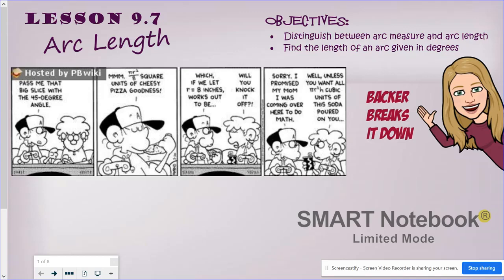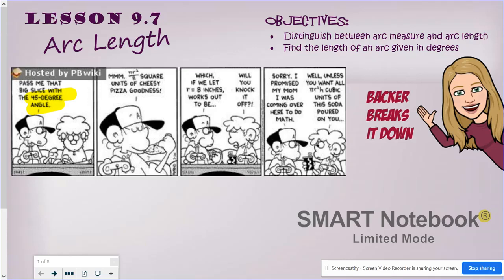In this episode, we are going to look at something called arc length. Previously, we've been finding measures of arcs, like actual degree measures of arcs. Like in this little comic here, he's like, pass me that big slice with the 45-degree angle. Because as you know, the measure of an arc is equal to the measure of its corresponding central angle. But arcs also have a length, like how long is the arc?